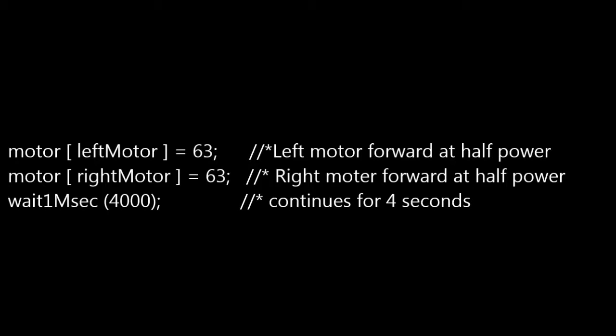Next is a line that tells the robot to wait 3 seconds. This is so that the robot does not run off right away. This next line says motor left motor equals 63. This is telling the left motor to go at half power, which is 63. The same thing applies to the right motor. It also goes forward at half power. It is going to continue on like this for 4 seconds.